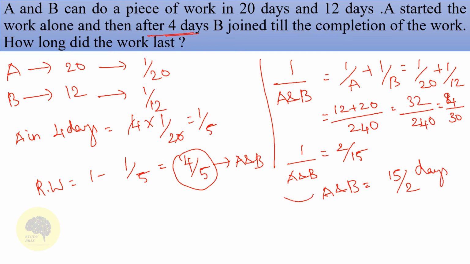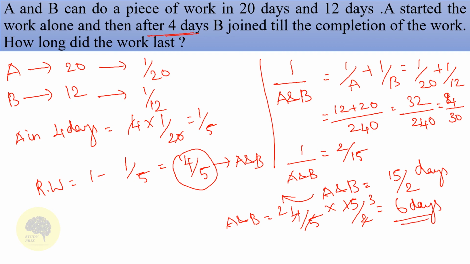And here A and B have to do only 4 by 5 part of the work, and A and B can do the work in 15 by 2 days. And by simplifying this we will get 6 days. Therefore A and B can do 4 by 5 part of the work in 6 days.